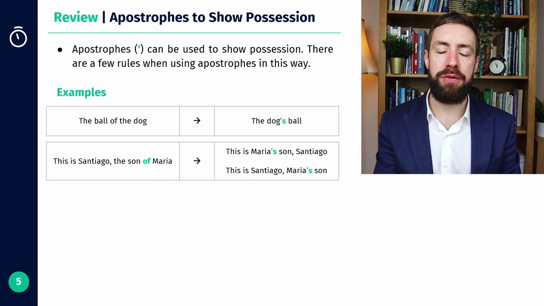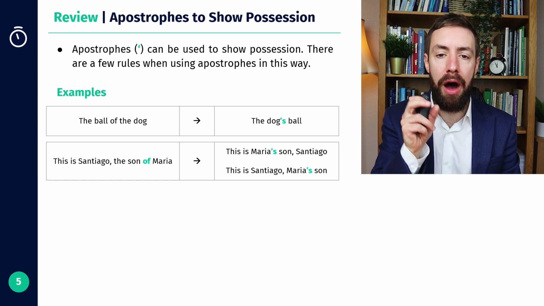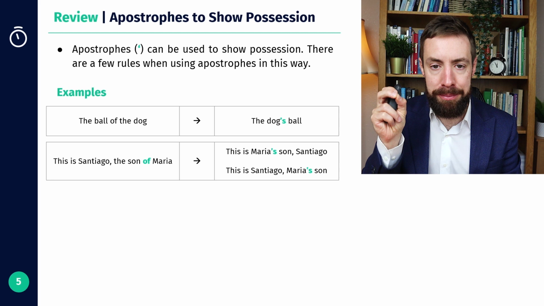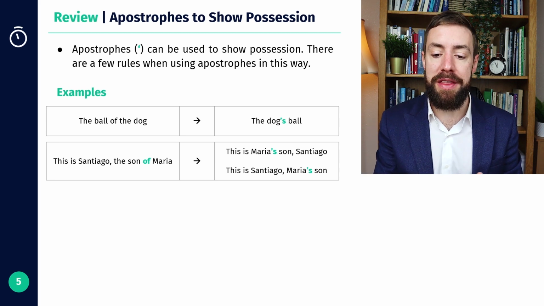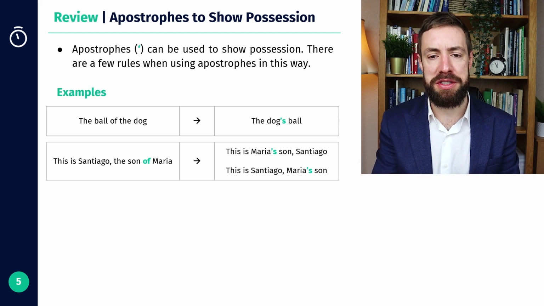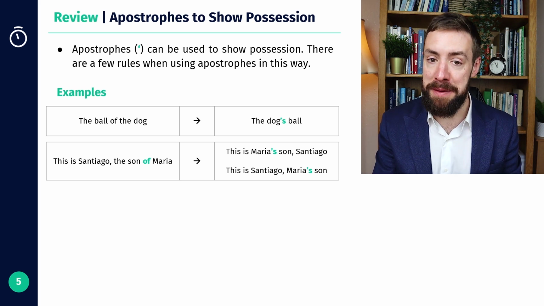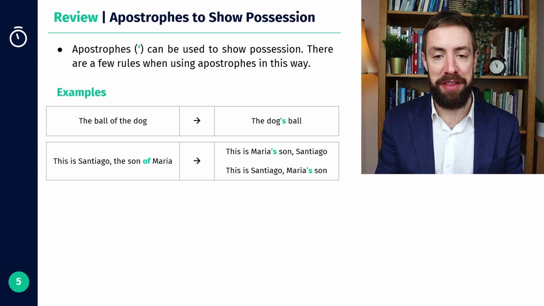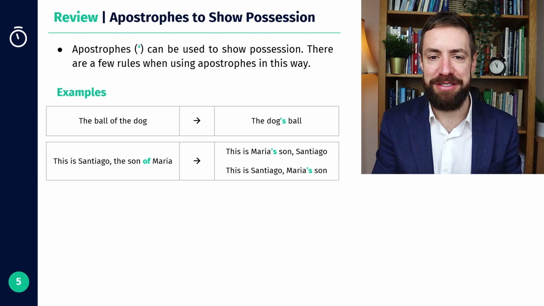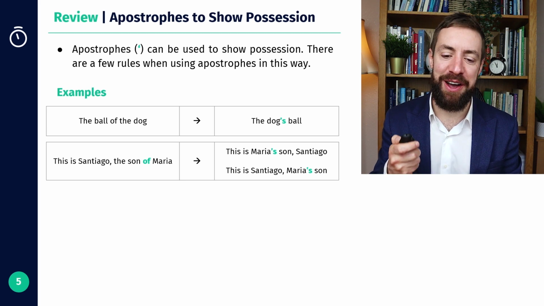But in some situations, it can get a little more complicated. So for example, if we want to say this is Santiago, the son of Maria, so that of we're going to change into the apostrophe. We've got two ways to say it. This is Maria's son, Santiago, or this is Santiago, comma, Maria's son. And both of those ones are correct. Two different options. So we're putting the apostrophe after Maria because she is the one who has the son. Santiago doesn't have a son. Well, maybe he does, we don't know. But Maria has a son who is Santiago.